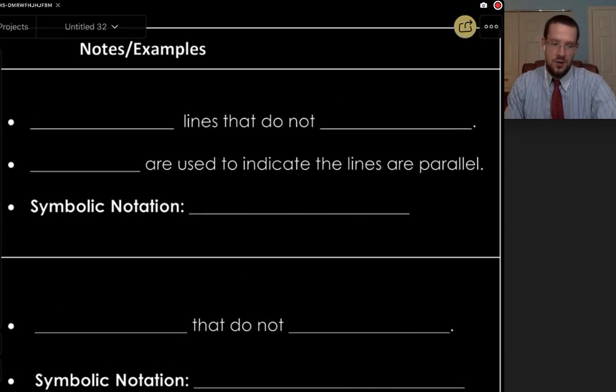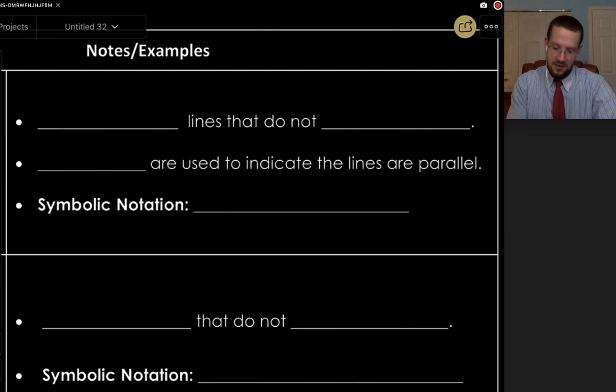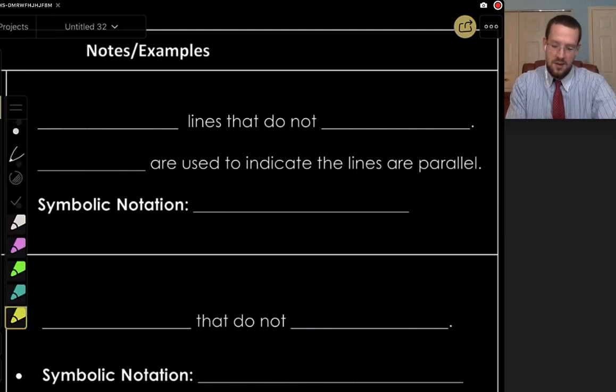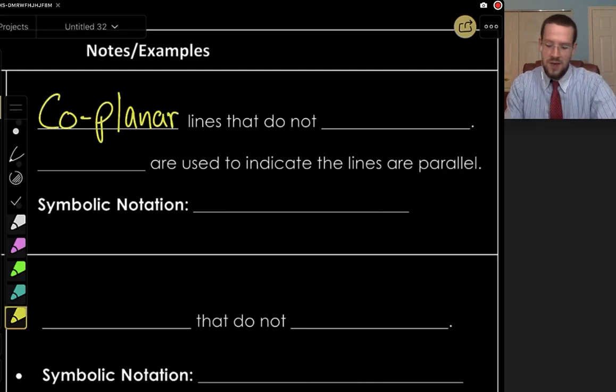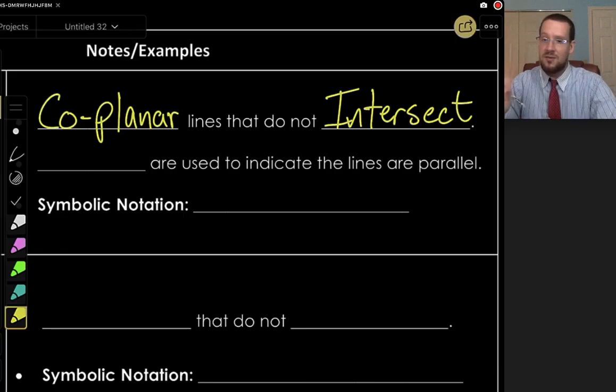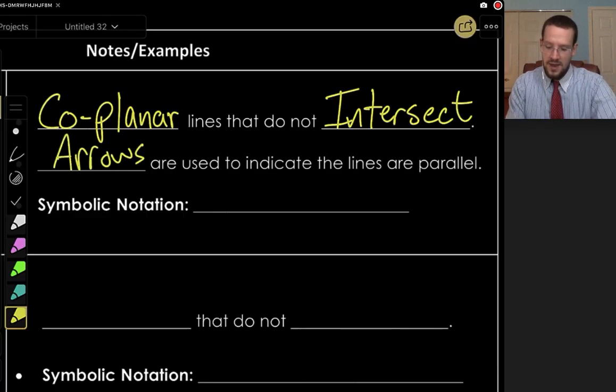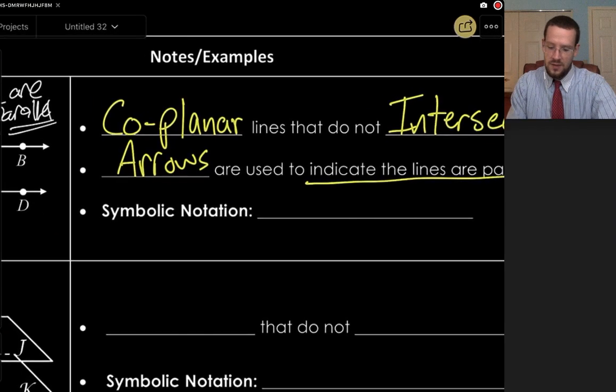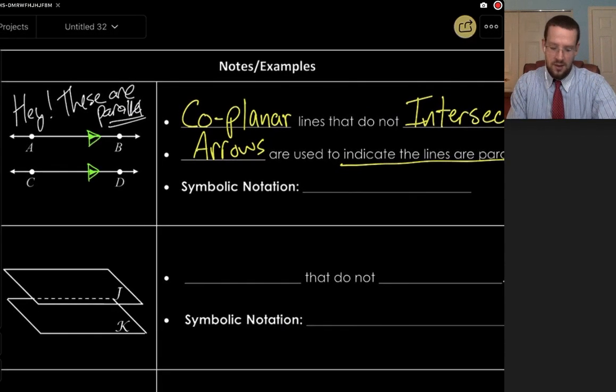So that's what we are looking at, and we do have some explanations here. These are two lines in the same plane. Obviously, right? Maybe not obviously. So these would be two coplanar lines that do not intersect. So they're in the same field, right? And they never touch. They do not intersect. We said that the arrows are used to indicate that the lines are parallel. Those are those arrows over here that I highlighted right here.